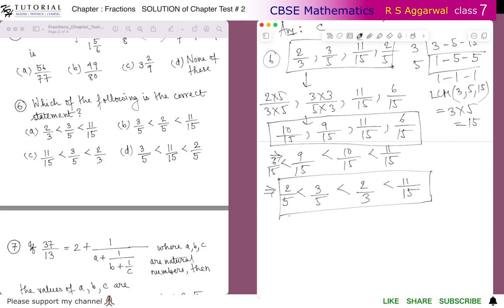Choice C: 11 by 5 is less than... No, choice C is wrong. D: 3 by 5 is less than 11 by... No, all the choices are wrong. It could be by mistake. Maybe by mistake I have written the choices incorrectly. I'm sorry for this, but the actual answer is not matching with any of the choices.